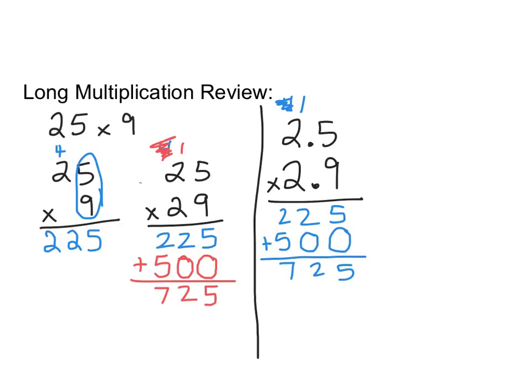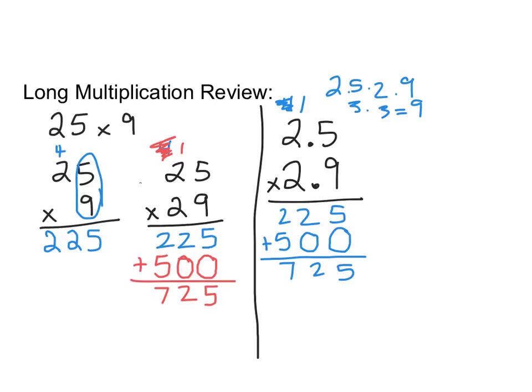725. But what? 2.5 times 2.9 cannot possibly give us 725. That is way too big. We know from our estimating that 2.5 times 2.9 should be maybe something like 3 times 3. At the very most, it should be 9, right? It should be something less than 9 because I had to round up both of my numbers. So no way it's 725.